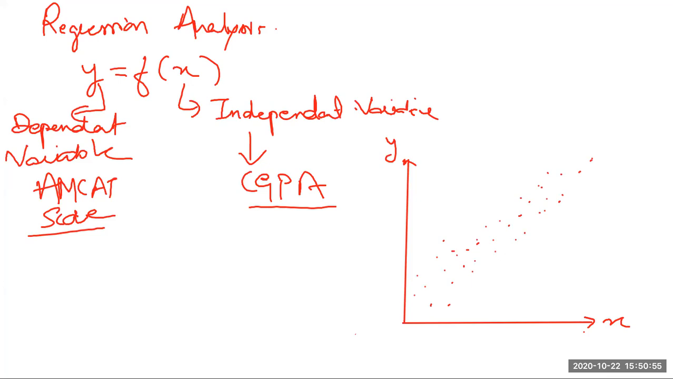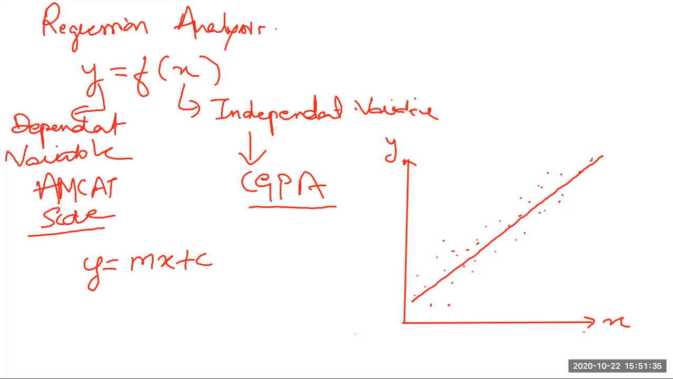Now, what are we trying to do in a regression analysis? When we have only one independent variable, we are trying to find something called a best fit line. What is a best fit line? A best fit line is a line which passes through the majority of the points that are available from the data set.